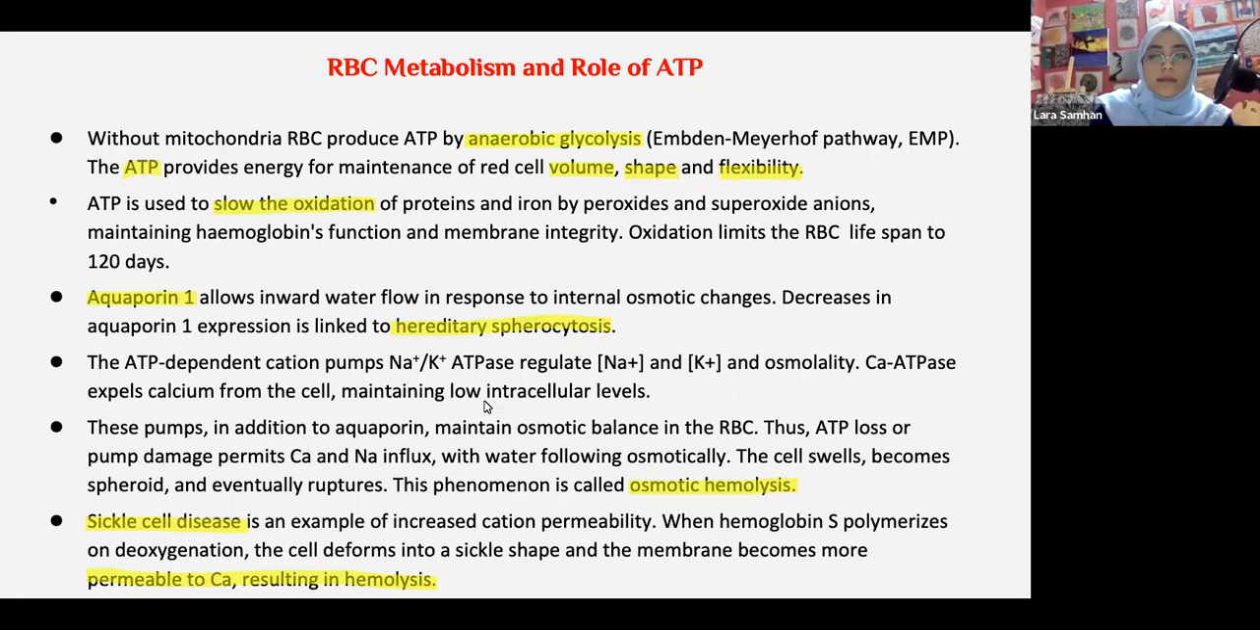Now, as we said, if lots of water enters the RBC, we're going to have a spherocyte shape, or in other words, we can have hereditary spherocytosis.